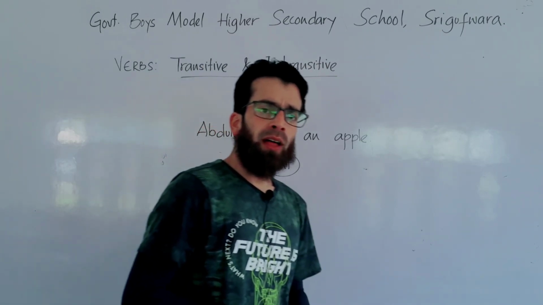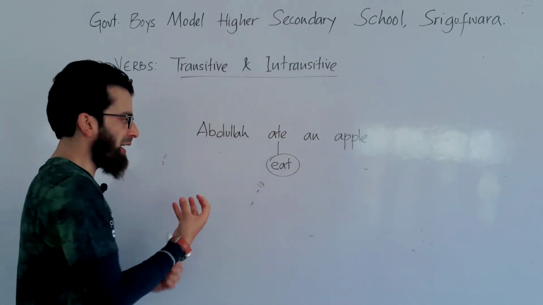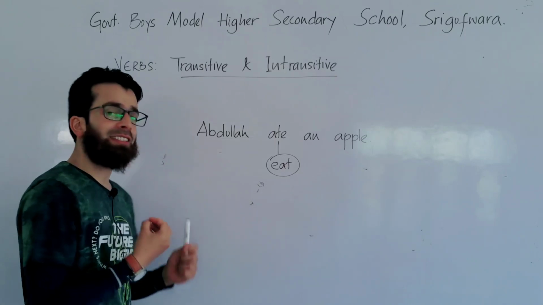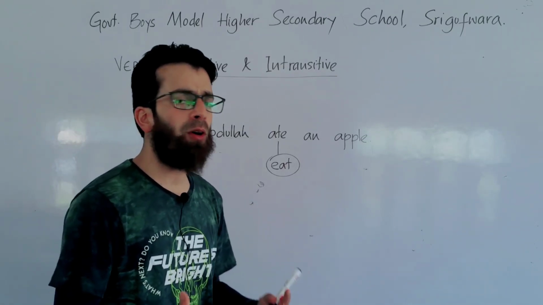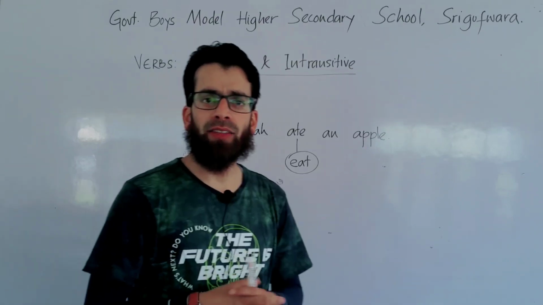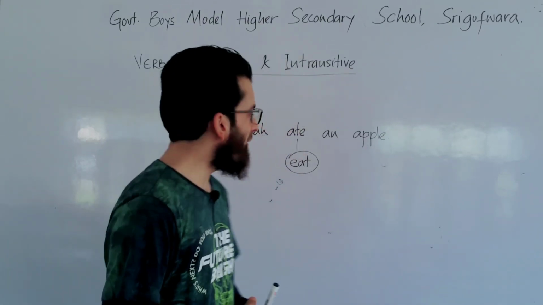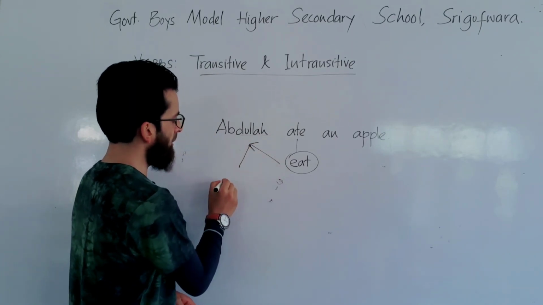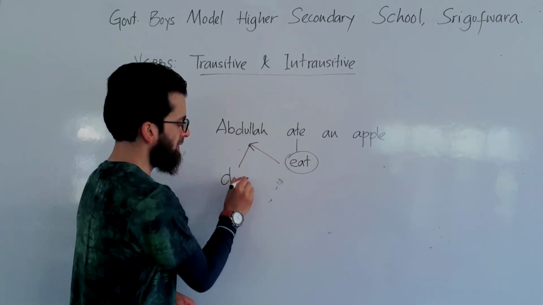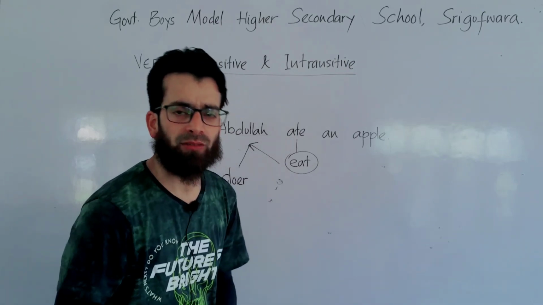So इस काम को यानी ये जो खाने का काम है, इस काम को अंजाम देने वाला कोई है, and who is the doer of this action? That is none other than Abdullah, and Abdullah is the doer of this action.